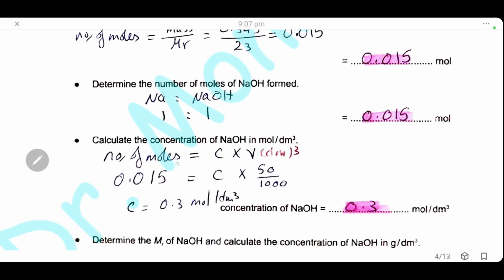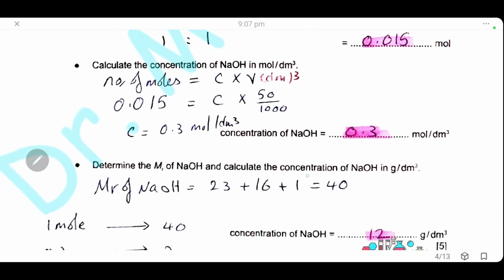So the number of moles equals the concentration multiplied by volume, and remember that we have to write the volume in decimeter cube. We know the number of moles, and the volume is 50 divided by 1000 to be in decimeter cube, so it is easy to get the concentration, which is 0.3 mole per decimeter cube.